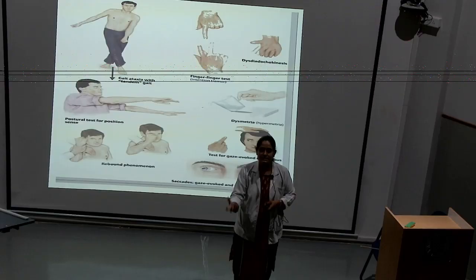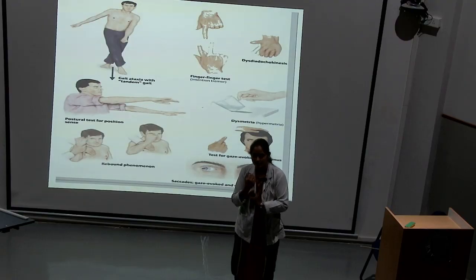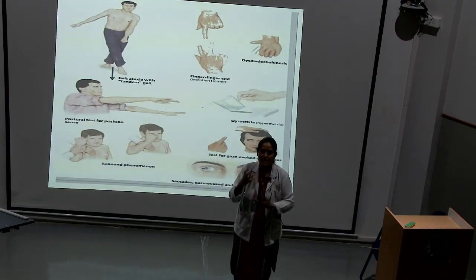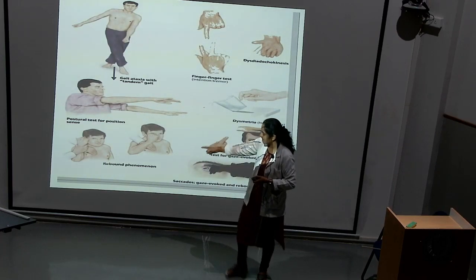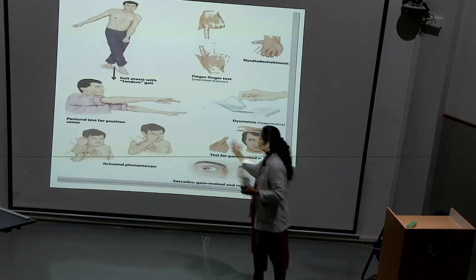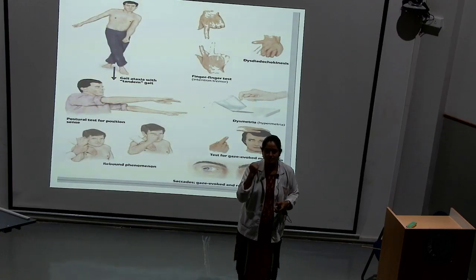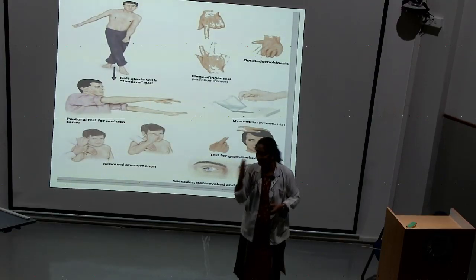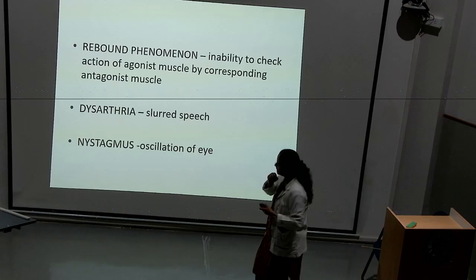And also he is not able to judge. The agonist and antagonist muscles are not able to be controlled. So whenever I am flexing, the extensor muscles are also acting and helping in controlling movements. So in the test below, what you are seeing, the doctor is asking him to flex forcibly and suddenly removes his hand. The person is not able to control. If our flexor muscles are working properly, then we will stop here. But you are seeing here, he is going to hit himself in the face. So that is called the rebound phenomenon, the inability to check the action of agonist and antagonist muscles.